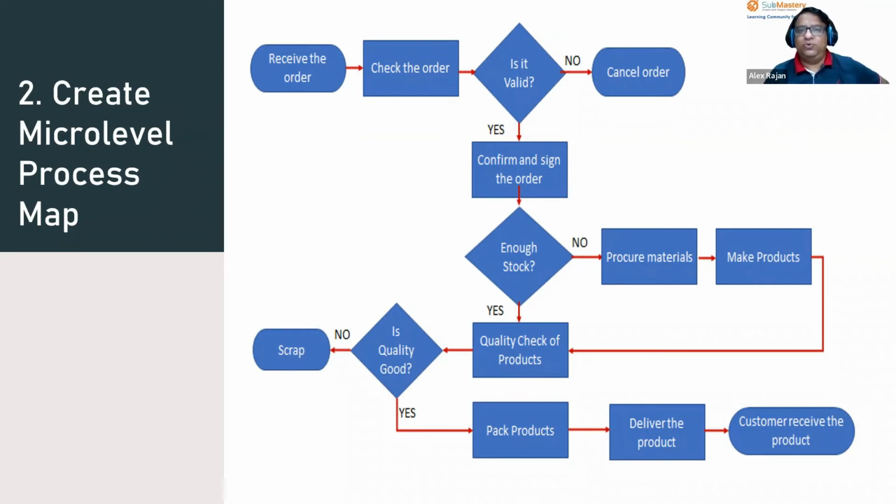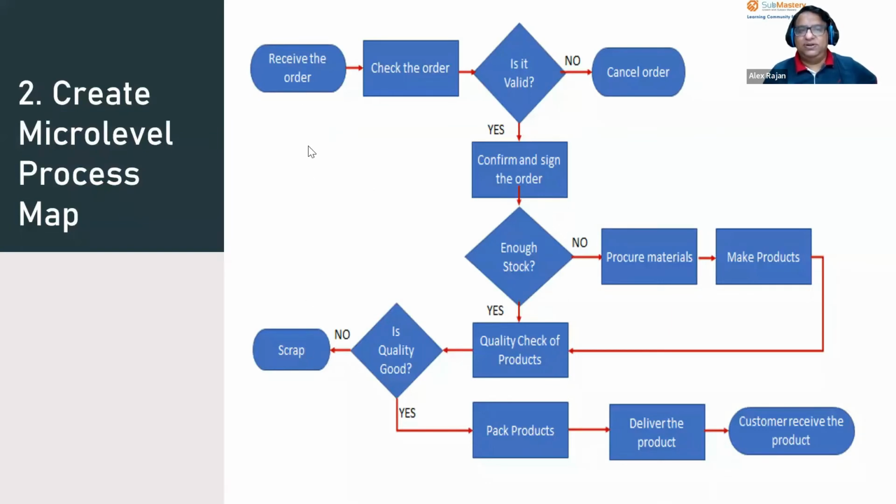In a SIPOC, we were just writing 5 to 7 steps, but in a micro level process map, we are writing each step in detail. So when we create a micro level process map, we go into detail of each process step and write it. For your understanding, there is no limitation in the number of steps when we create a micro level process map, in contrast to a SIPOC or a macro level process map.